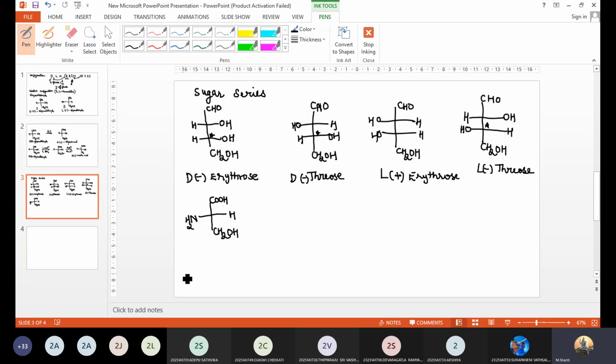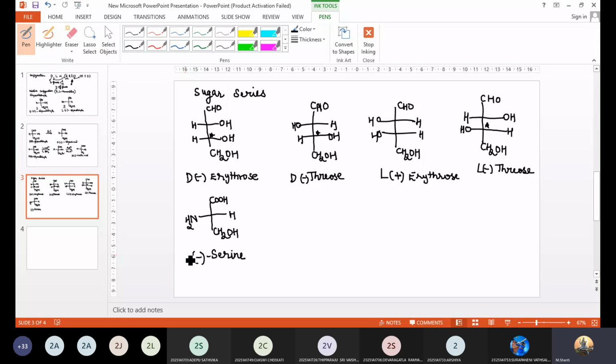Is this an amino acid or not? Yes, because you have NH2 and COOH. And this amino acid is called serine, and its optical activity is levo, that is a levo-rotated compound. Now, should I assign L or D for this molecule? So how can I assign D or L?